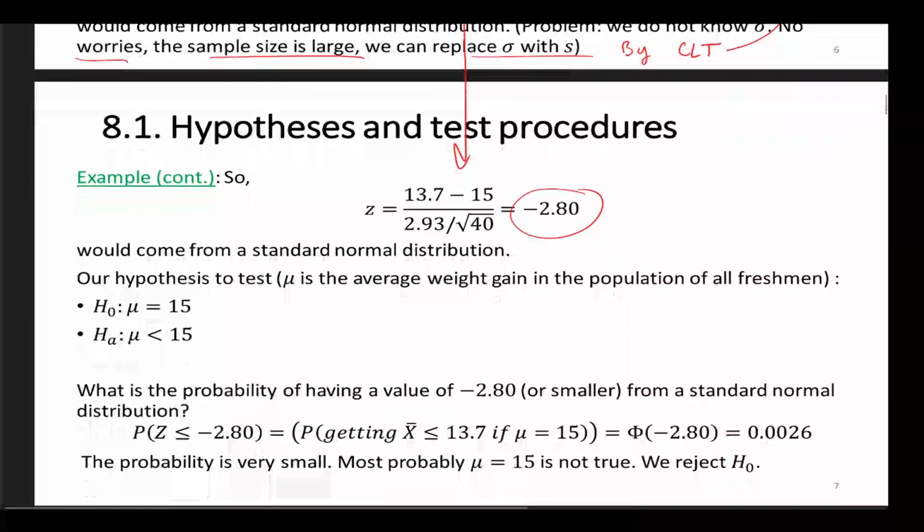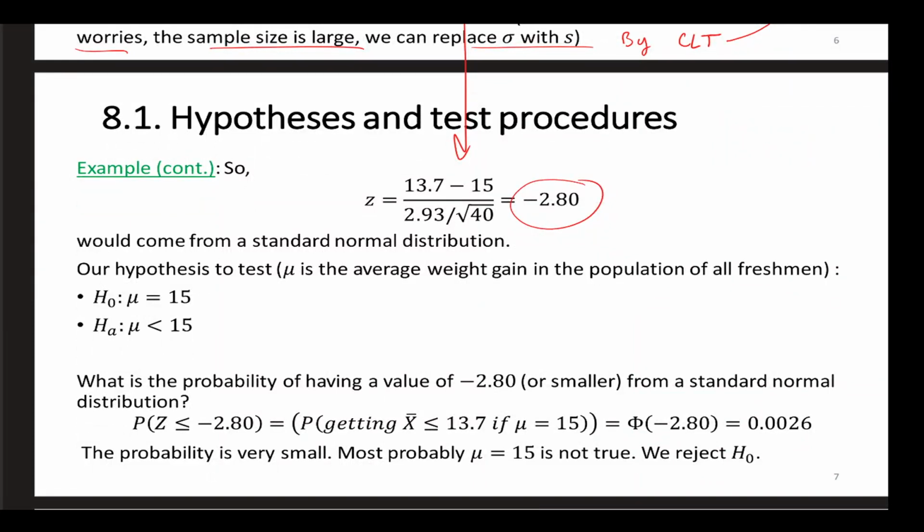Our hypothesis is to test that the average weight gain in the population of all freshmen is 15 pounds. Our alternative will be that it's less than 15 based on our data. So this is kind of based on the data, but usually given in the directions of the problem.